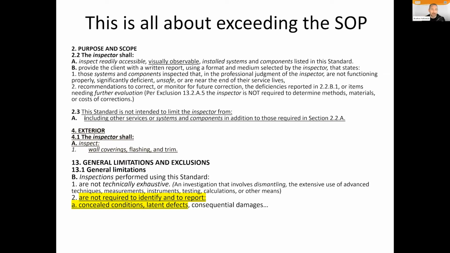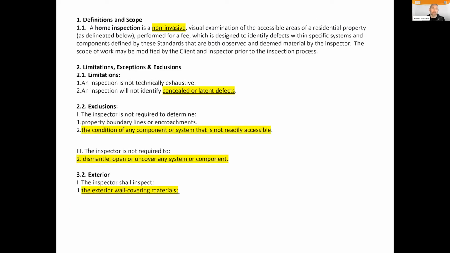And finally, our standard says that we're not required to identify and report on concealed conditions, latent defects, stuff that you can't see. You are protected by your standard of practice. You don't have to report on all this stuff. So if you want to just do the basics, follow your SOP, not do anything extra, you can. That is your option. You're not a bad home inspector. You're not being negligent, any of that. But I am going to cover a lot of stuff that would exceed the SOP. It's going above and beyond.